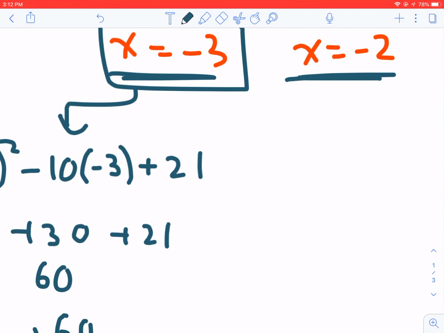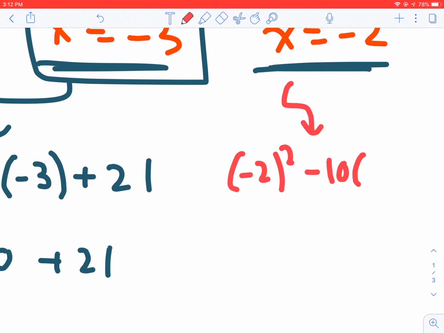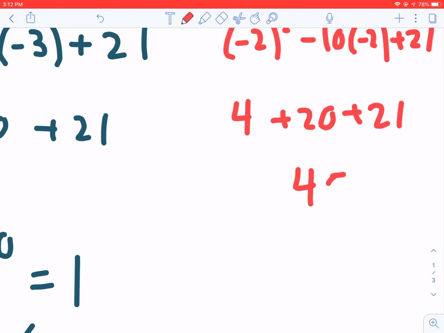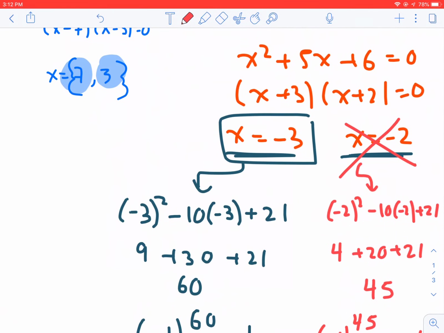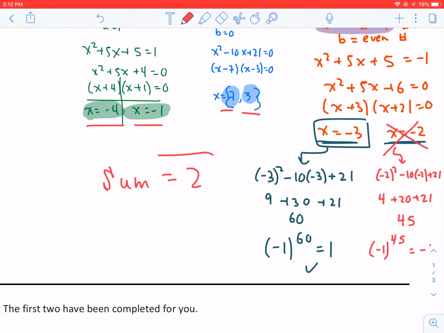Let's check what happens when we plug in -2. We would get (-2) squared minus 10 times -2 plus 21. That's going to be 4 plus 20 plus 21, which is 45. So when x is -2, yes, the base is -1, but we're raising it to an odd exponent, 45, so that's going to give us -1. So we need to reject this answer. And so the sum of all the solutions is going to be -4 plus -1 plus 7 plus 3 plus -3, and that is equal to 2.